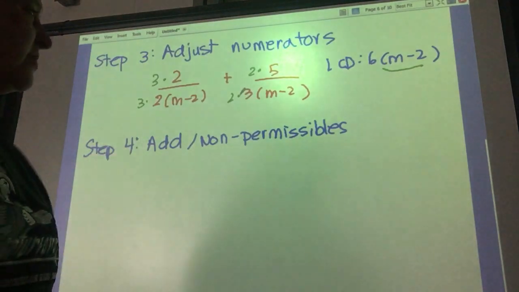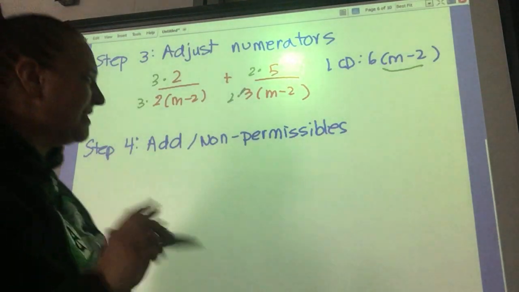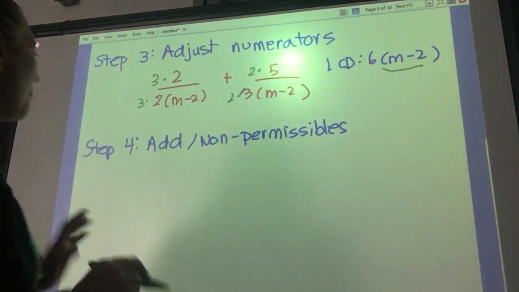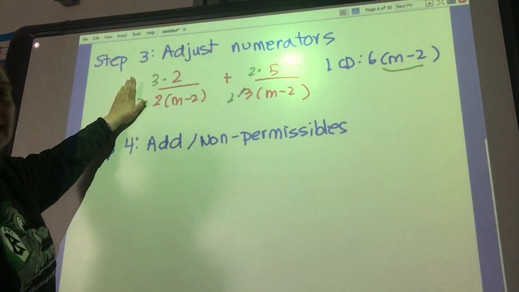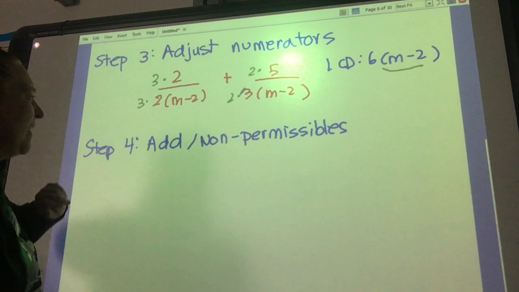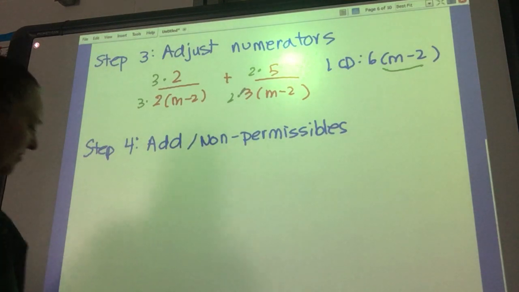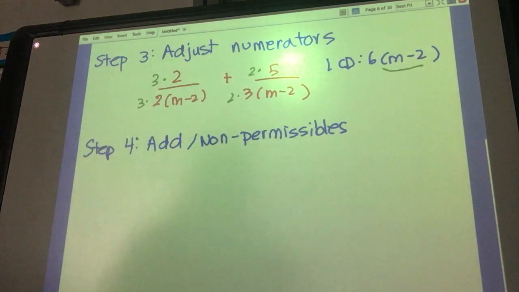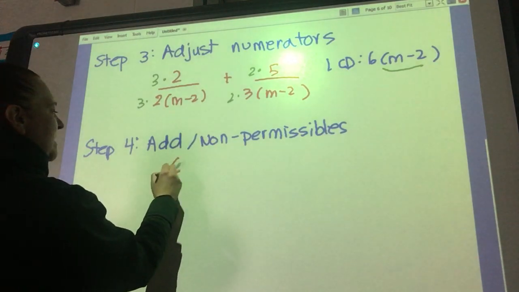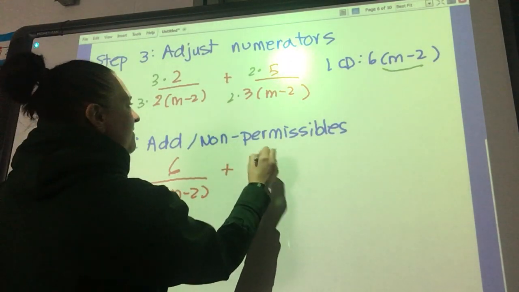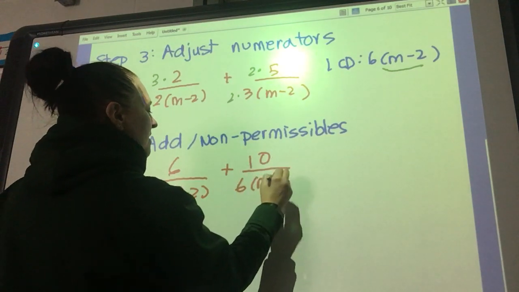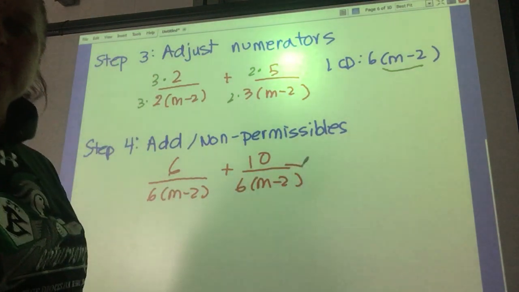Looks easy, but that's harder to do. You'll see when you're trying your example. That's kind of the tricky part. The rest, though, it's long and tedious, but the hardest part is done. The hardest part is getting that LCD and adjusting the numerator. So now as we go through, this is just very simple math for us. The rest should be easy. 3 times 2 is 6. 2 times 5 is 10. And oh look, we're back to where we were in example 1.